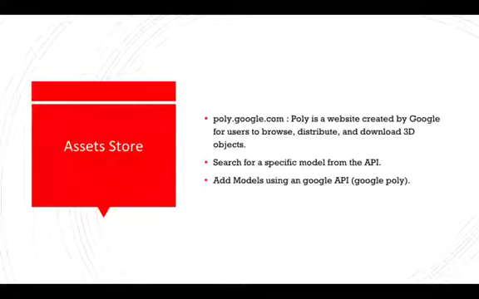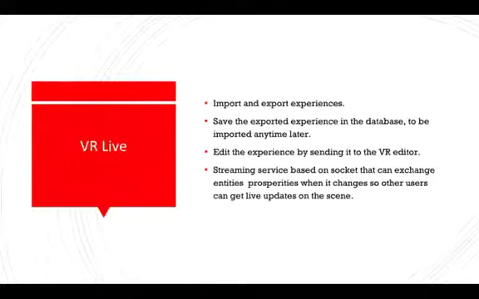Asset store: poly.google.com. Poly is a website created by Google for users to browse, distribute, and download 3D objects. Search for a specific model from the API. Add models using the Google API, Google Poly.